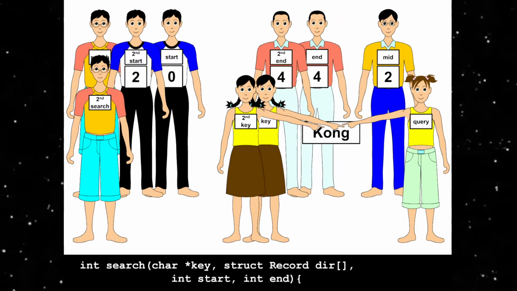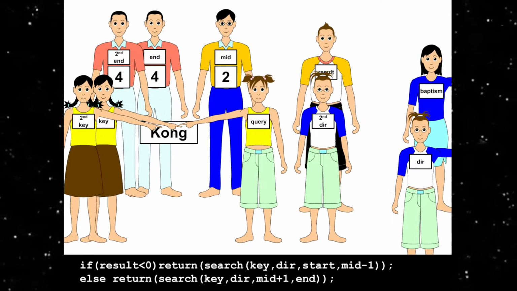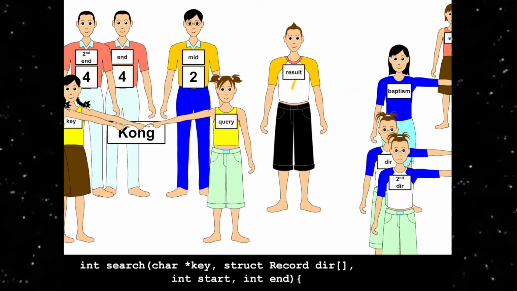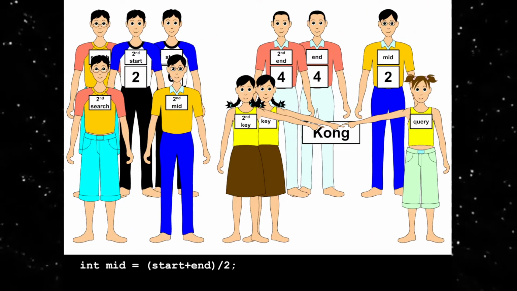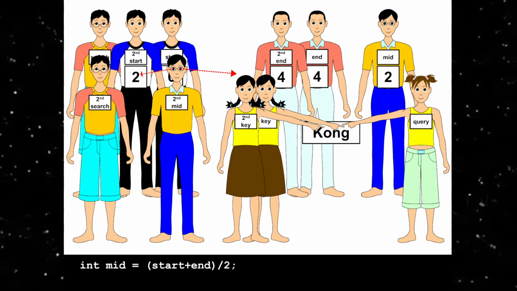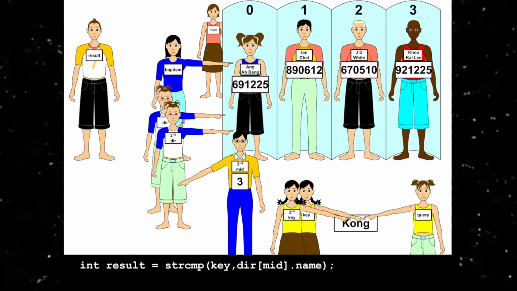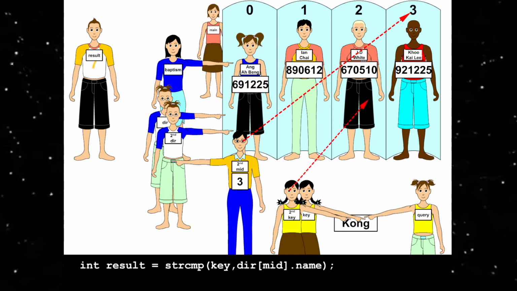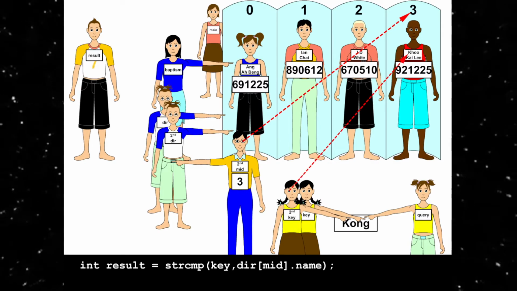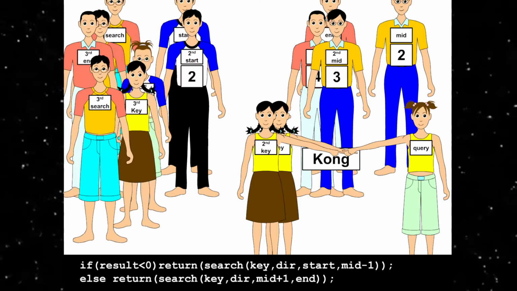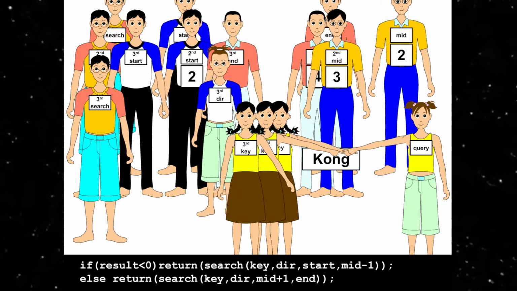In the second bin search, the new key and dir have the same values as in the first bin search. Mid is equal to 2 plus 4 divided by 2, which is 3. So we compare the name Kong with the data in location mid, which is 3, and find that Koo Kai Lee is not the same as Kong. The result indicates that we should search the first half.